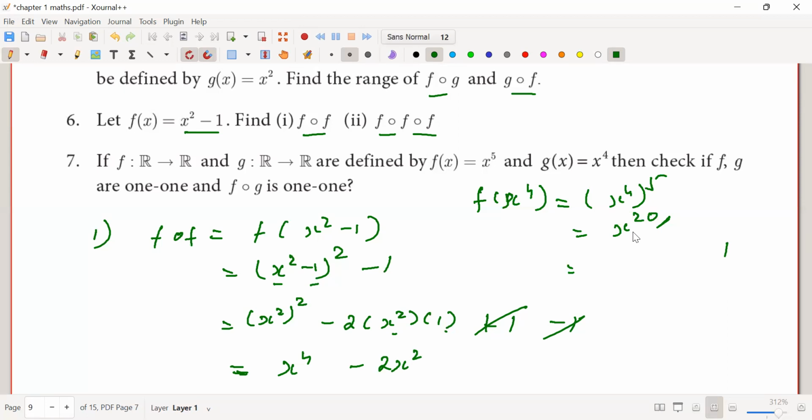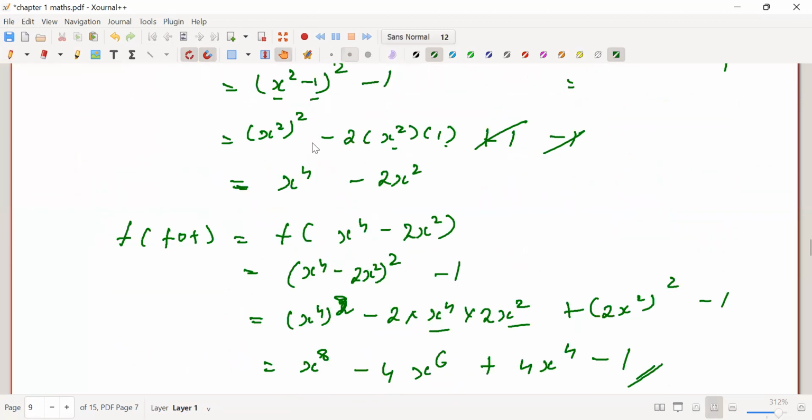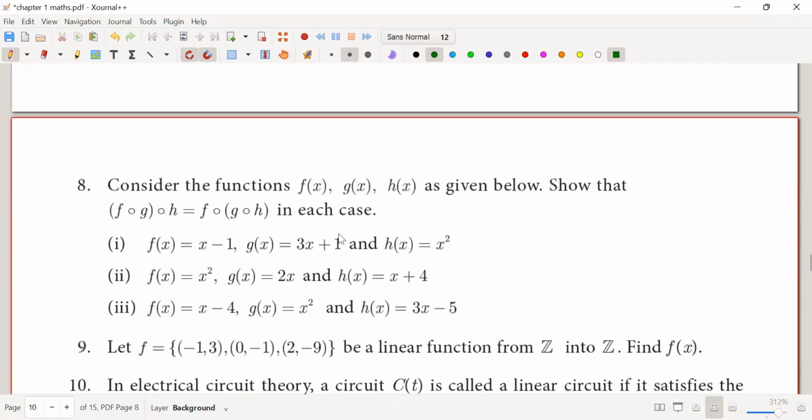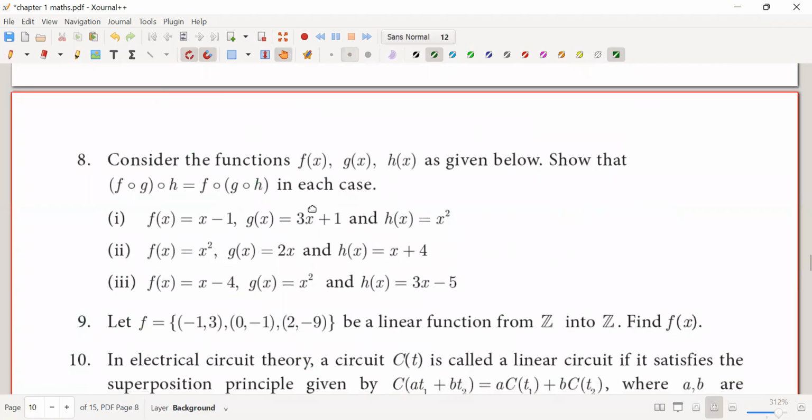But g of x is 1-to-1. Sorry, f of x is 1-to-1. G of x is not 1-to-1. This is also not 1-to-1. This is 1-to-1. This is not. And this is also not 1-to-1. When you simplify the result, you will be getting the answer easily.